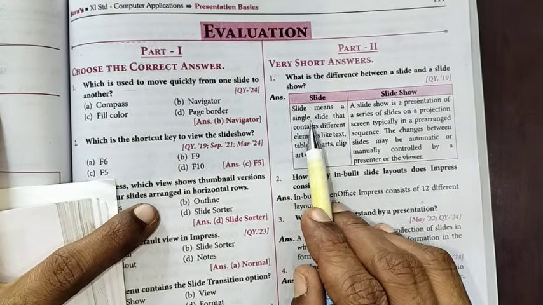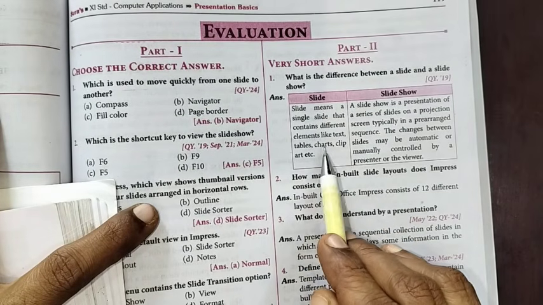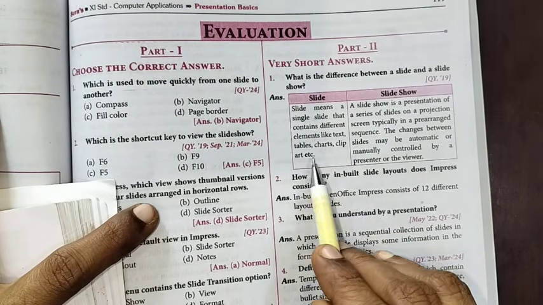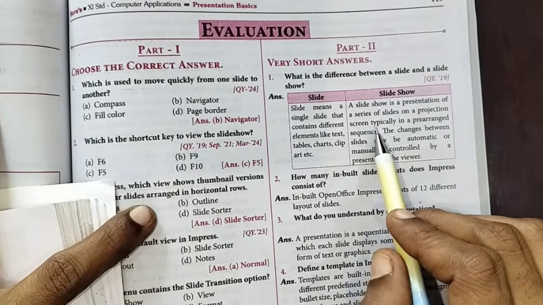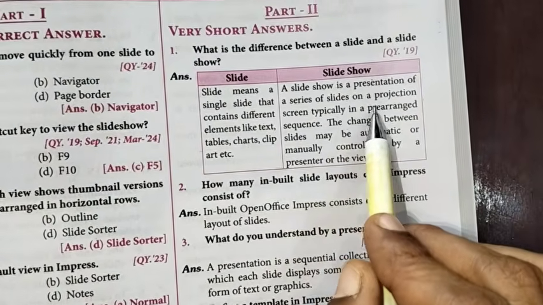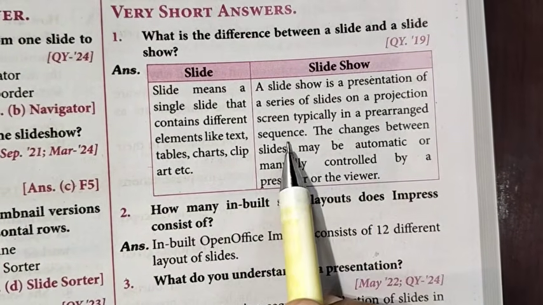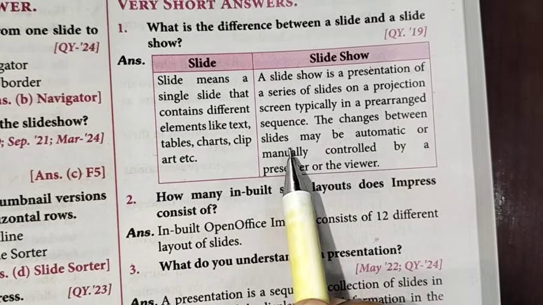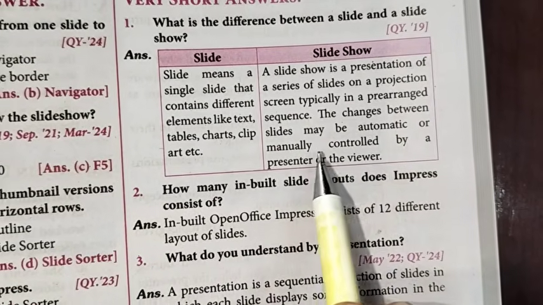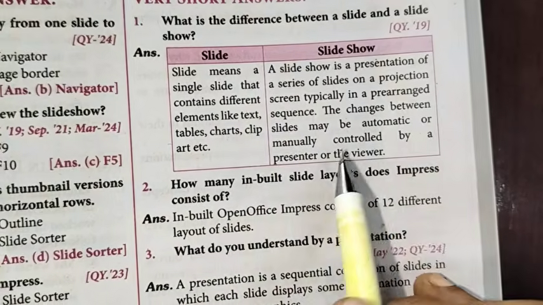Slide means a single slide that contains different elements like text, tables, chart, clip art, etc. Slideshow, when we say slideshow, it is a presentation of a series of slides on a projection screen, typically in a pre-arranged sequence. The changes between slides may be automatic or manually controlled by a presenter or the viewer. This is the first question answer.